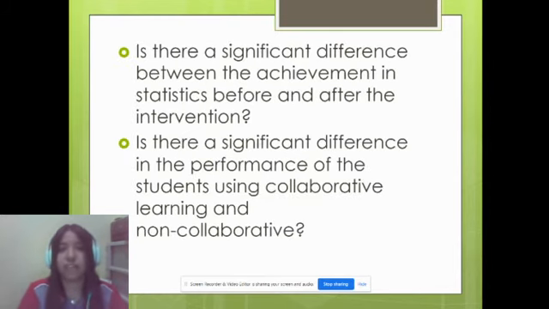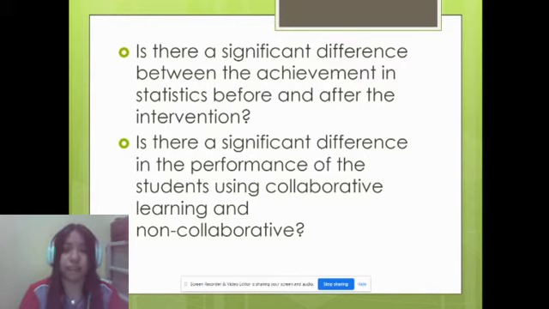Is there a significant difference between the achievement in statistics before and after the intervention? So this means that an intervention is given. So this is an action research and it is comparative, yes, and it is also experimental. But if the group is only one, then it is pre-experimental design.